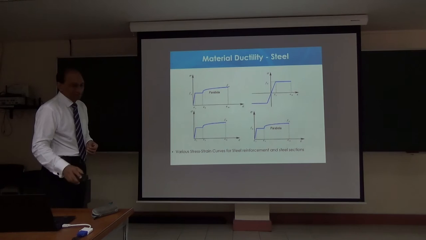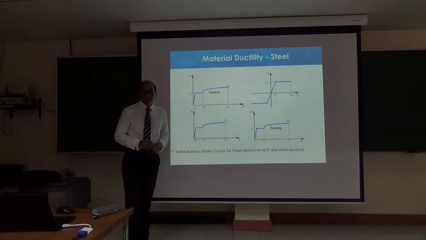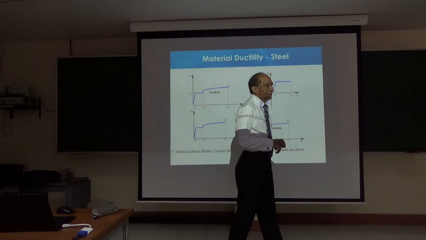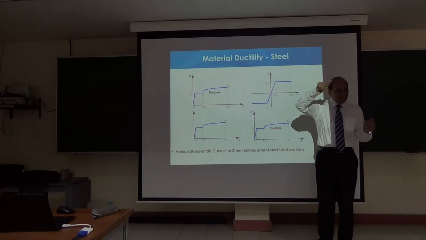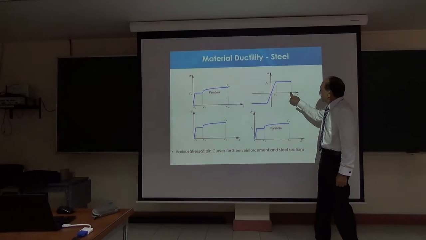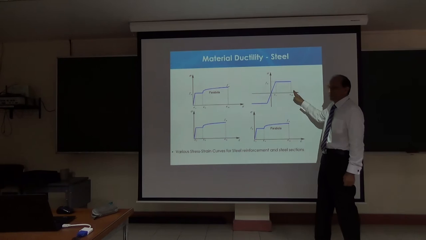Steel has all these curves also. Steel behavior has even more complication in some way than concrete, because normally we assume steel to be like this. We assume steel to be elastoplastic. That means it has this elastic range, and then suddenly becomes plastic, and that is the ductility, and this is ductility from here to here. This length is ductility, from yielding to failure.